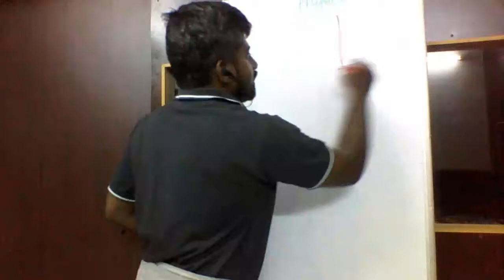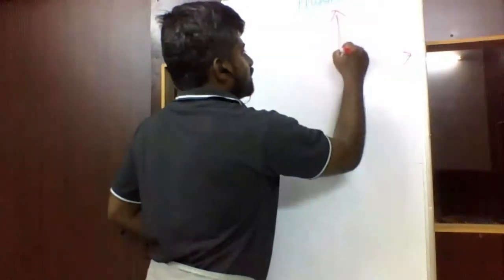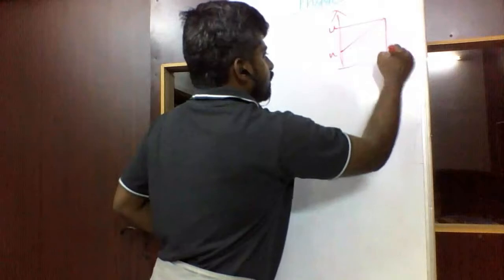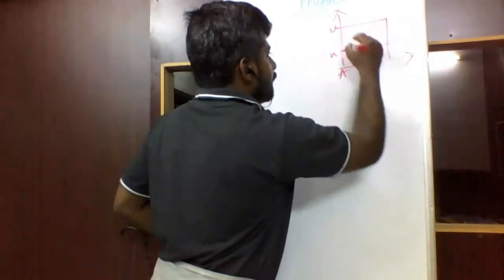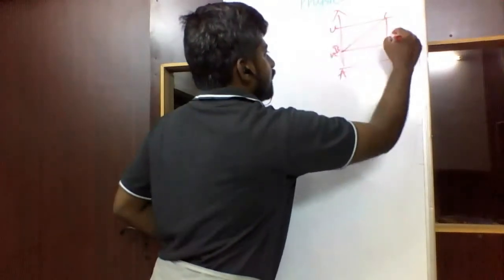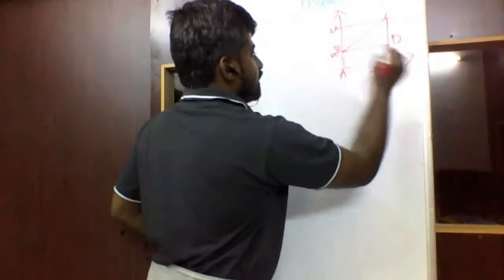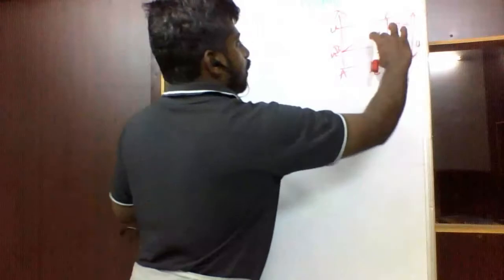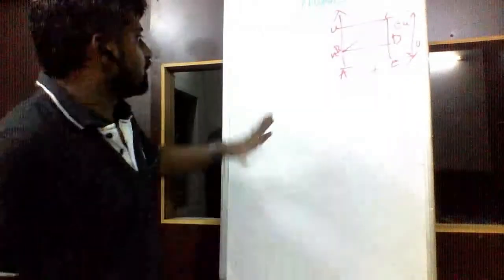Velocity, time. This is U. This is V. This is A, B, C, D, E. This is T. That's all. This is V minus U because this whole is V and the small part is U. Do you see it? Simple.